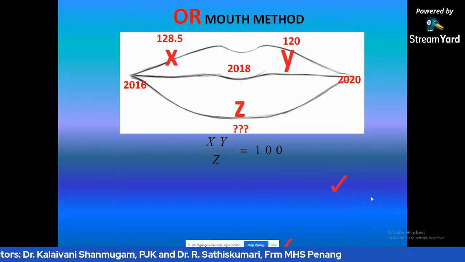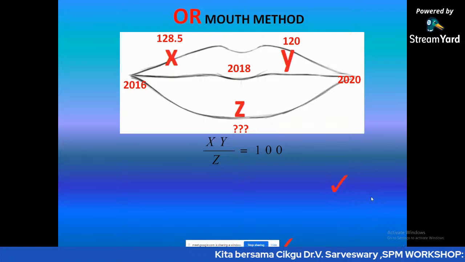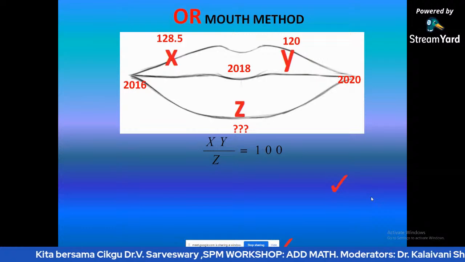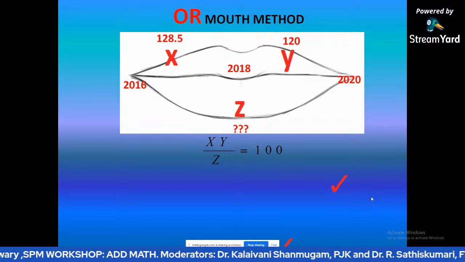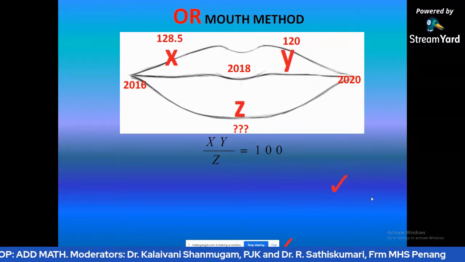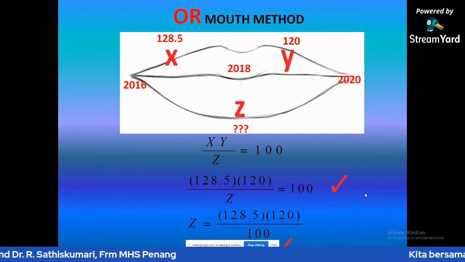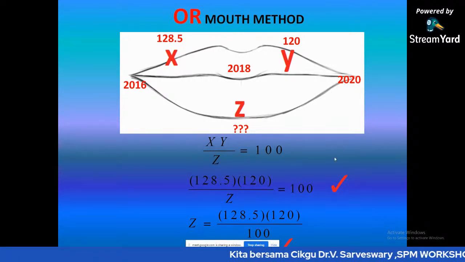Okay, so composite index for 2018 base 2016 is 128.5. Given 120, maybe you want to find 2020 base 2016. Come on, students, you're already studying this, you all should know this trend, right? They'll ask you 2020 base 2016. So divided by Z, what is the Z value? Okay, whenever they play around here, X is given, Z is given, find the value of Y. Okay, you know this question, the last part. So you give your answer. Just use XY divided by Z equals 100, you can find your Z.